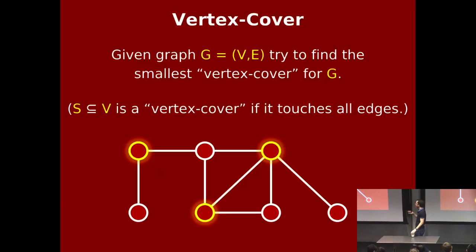So remember, you always have to output a set of vertices that touches all the edges. You're not trying to find some vertices that touch most of the edges. You have to find a set of vertices that touches all of the edges. But what you have some leeway on is the size. You don't have to find the smallest possible such set, just a pretty small such set.